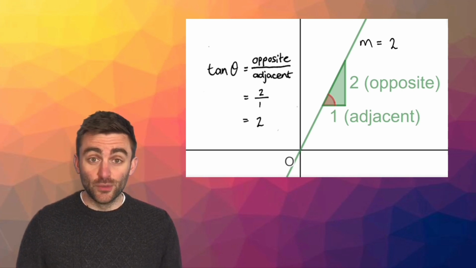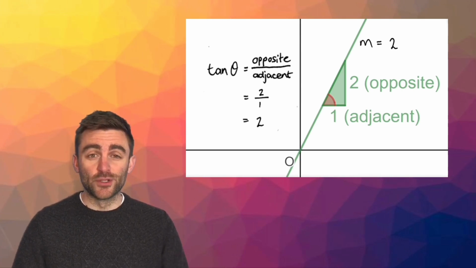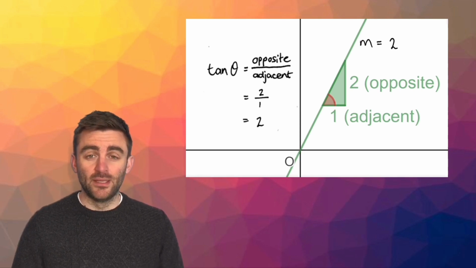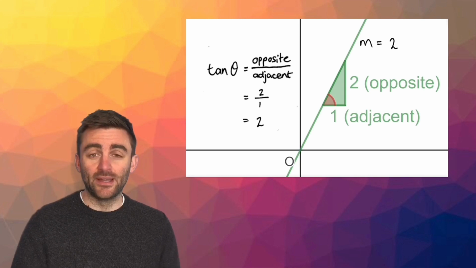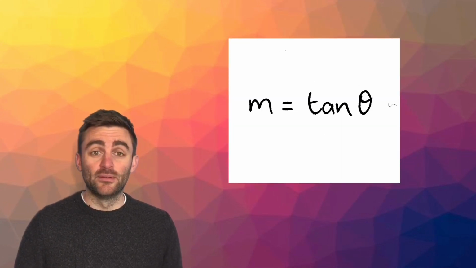So with a little thought, you will see that vertical divided by horizontal, which is gradient, is the same as opposite divided by adjacent, which is tan of the angle. So we can see then that gradient equals tan theta.